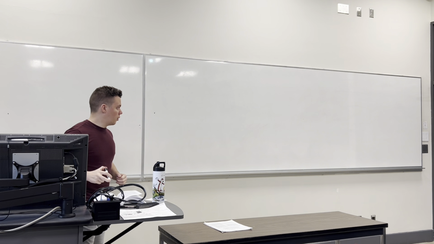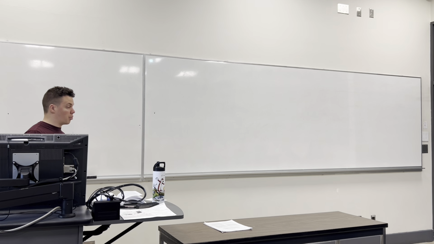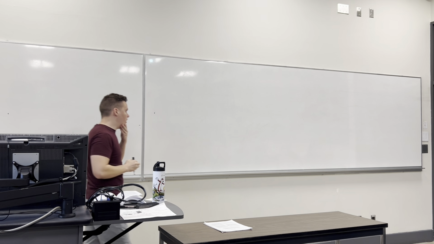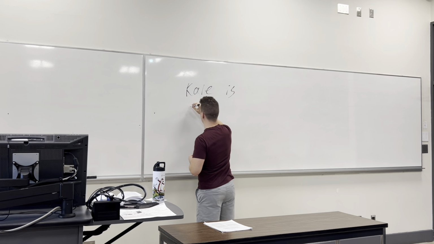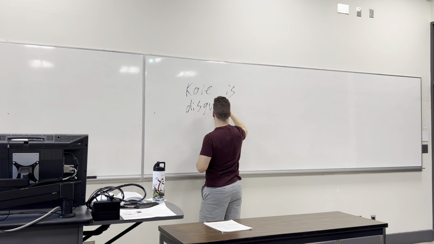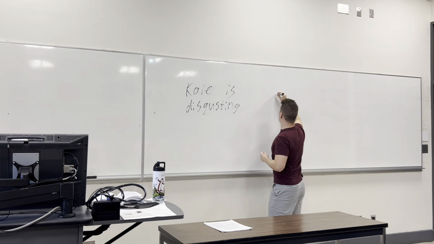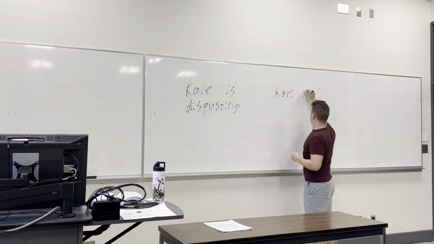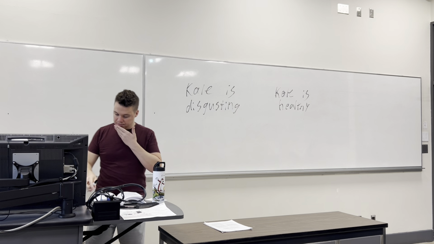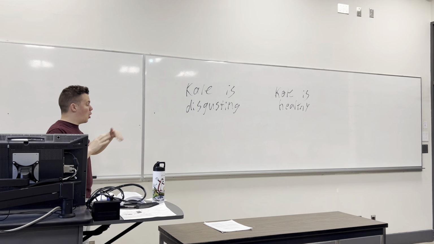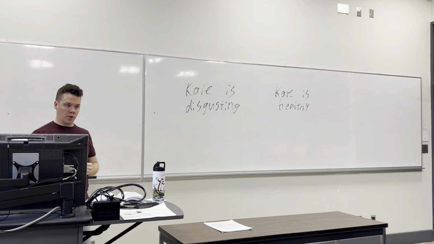Here's another way of presenting a problem for the sentimentalist. Think about the following two judgments. Kale is disgusting, and kale is healthy. And you could do tasty or unhealthy for different examples. I don't care about the positive, negative difference, but the difference in terms of can you give reasons for these judgments.